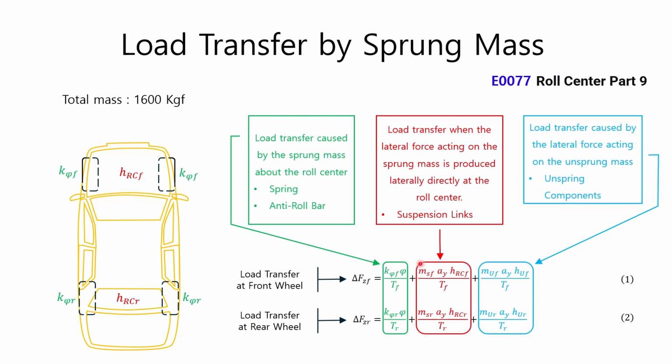Each of the second terms indicates that the load transfer caused by the lateral force acting directly on the roll center by the sprung mass is proportional to the height of each roll center. In practical applications, both of these effects must be considered. Additionally, as shown in the third terms in equation 1 and 2, there are load transfers caused by the lateral forces acting on the unsprung masses, but since they are not related to the roll center, they will not be considered here.